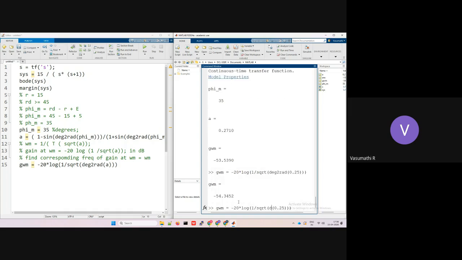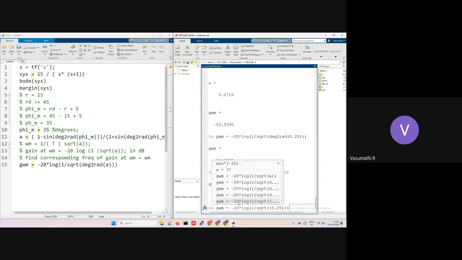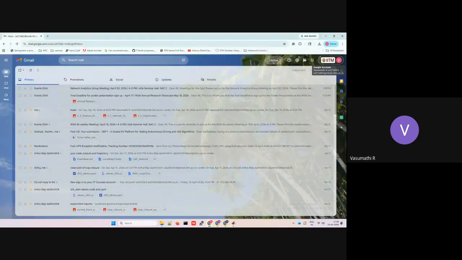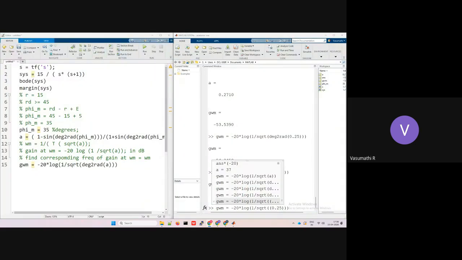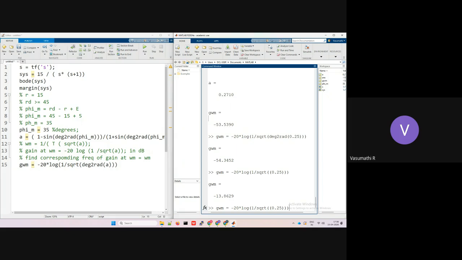It shouldn't be degree to radian. But it is supposed to give around minus 6 or 7. I don't know where I'm making a mistake. Okay, wait, let me check it. How to convert it to log? I think I'm making some mistake in converting it to decibels.